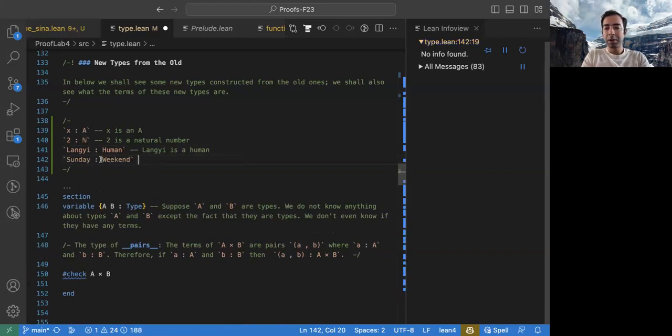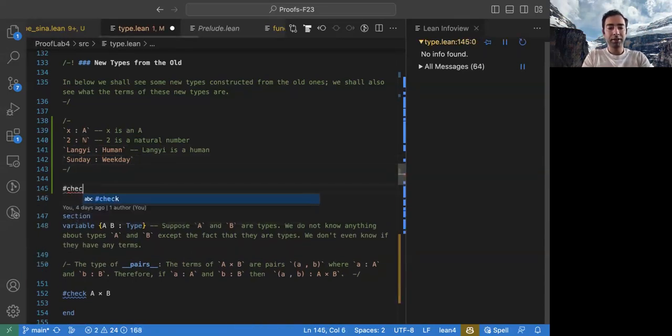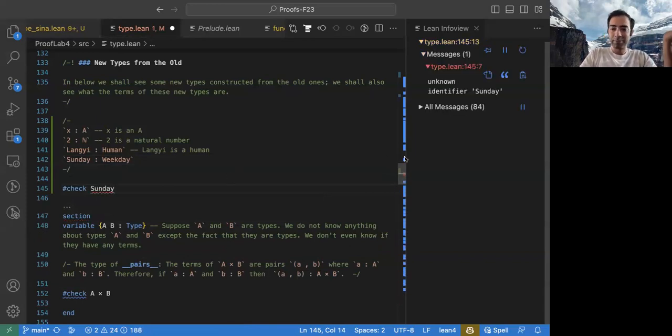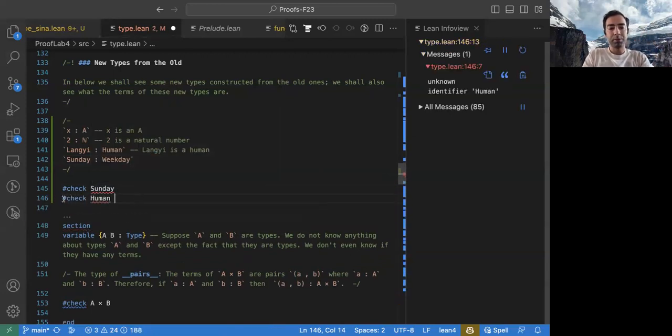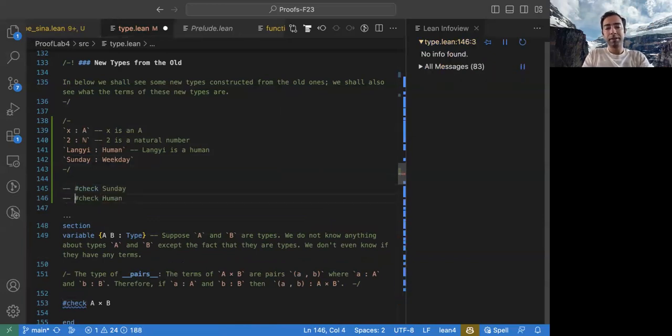So there's a type, weekday. I mean, there's a type of weekdays, and Sunday is an element of that. And this type has only like 7 members, right? But of course, if you write check Sunday, Lean will not output anything interesting. It says, I don't know what Sunday is, because we have not defined weekday nor Sunday yet. And same with human. So these objects are undefined for Lean, but we learn how to define these things later.